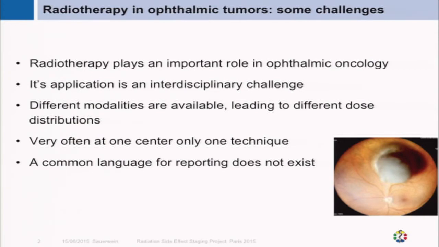The question is, radiotherapy in ophthalmic tumors is a very challenging thing. It plays a very important role. The application has to be done in an interdisciplinary way, which is unusual in radiation oncology. So we have to define rules, we have to find our way how to collaborate. There are different modalities available, leading to very different dose distributions. That's one of the main topics of my talk. On the other side, one center mostly only has one modality. A common language for reporting what's done does not exist.